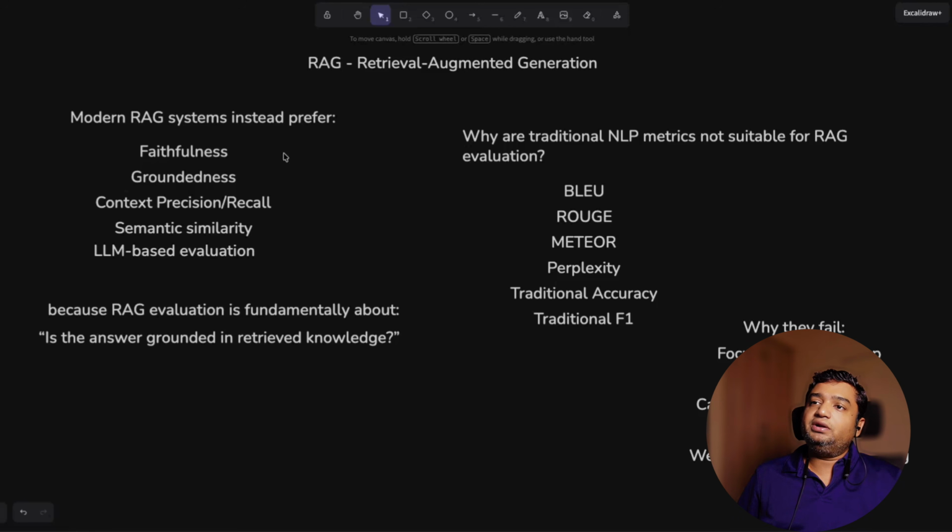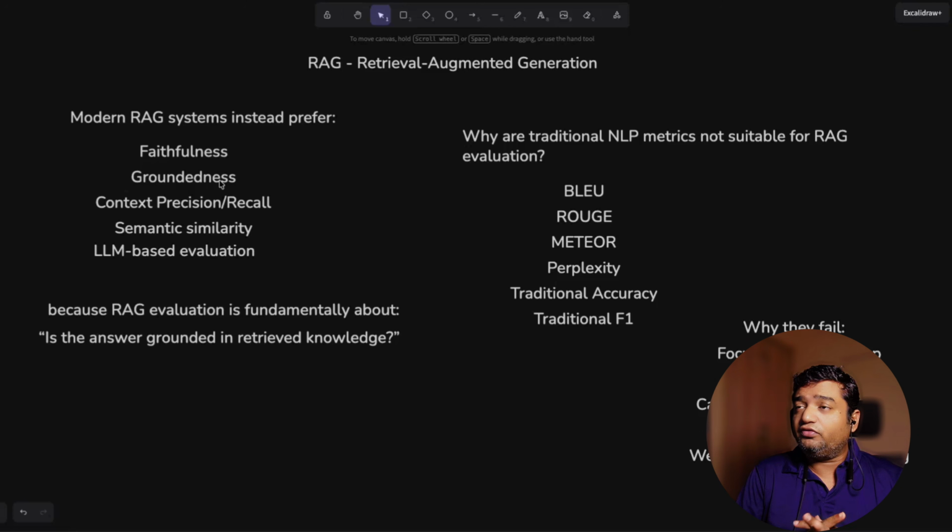So now in the modern RAG system, or any RAG system, there are a few things which should be there, like faithfulness. We'll understand each thing; I'm just giving you the overview. Faithfulness should be there, groundedness should be there, contextual precision and recall, semantic similarity, and LLM based evaluation. Because fundamentally in RAG, the answer should be grounded in the knowledge retrieved from the database. Now you will hear the word grounded everywhere.